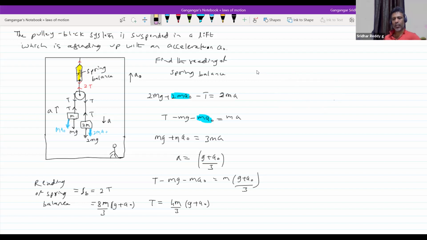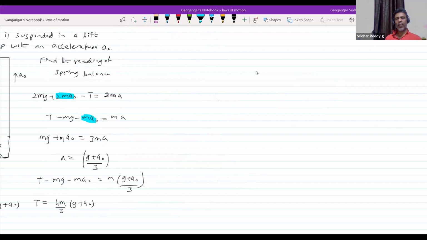Okay, let's go for the other one. Ground frame, you are supposed to work out. A teacher cannot solve two frames. In the ground frame, you are supposed to work out. You must put in effort. I solved in the lift frame. In the ground frame, you work out, no problem. Draw the diagrams.